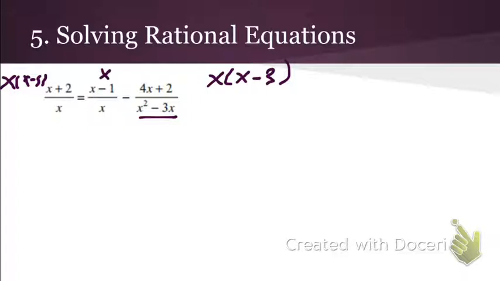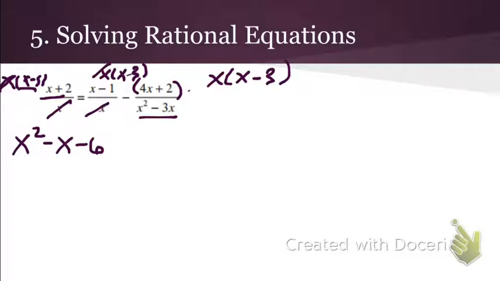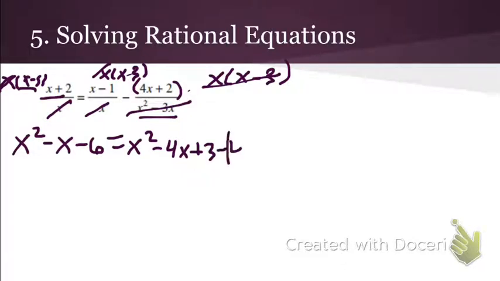and then here x times x minus 3, and then that times that, you'll see, alright, starting from left to right, these x's cancel out. So we have x minus 3 times x plus 2, which is x squared minus x minus 6. And then these x's cancel out. And then x minus 1 times x minus 3 is going to be equal to x squared minus 4x plus 3. And then these will cancel out, giving you minus 4x plus 2.